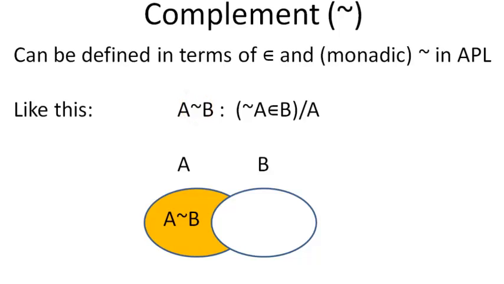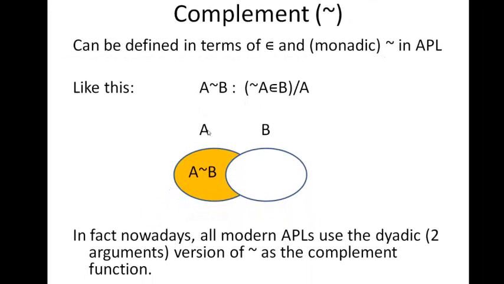Tilde, or complement, can be defined in terms of epsilon and monadic tilde. We have to make a difference between dyadic tilde and monadic tilde. Monadic tilde is the negate function, whereas dyadic tilde is the complement function. So the complement function, as we can see, A minus B, is defined by all the elements of A not in B. So is A member of B? Negate that, and pick all the elements that are not member of B. Here the graph shows us the two sets A and B, and A minus B is this area here.